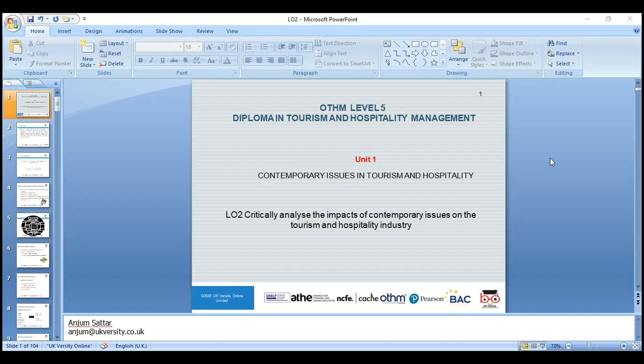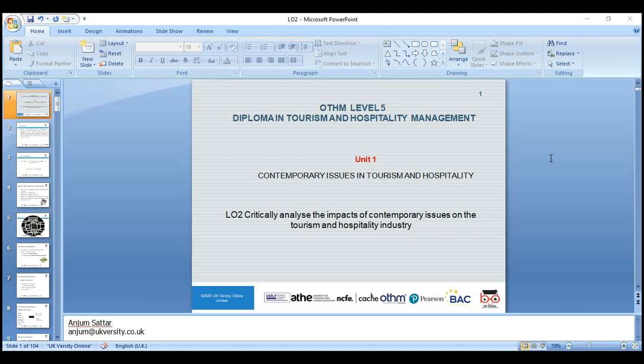So before starting, first of all, we review what we learned during our last lesson. A bit of a recap. Last lesson we discussed the contemporary issues that influence the development of tourism and hospitality industries. We discussed social issues, environmental issues, technological issues. Then the lesson, according to OTHM, had this review. First we discussed what those issues are. Now we look at what impact they will have.